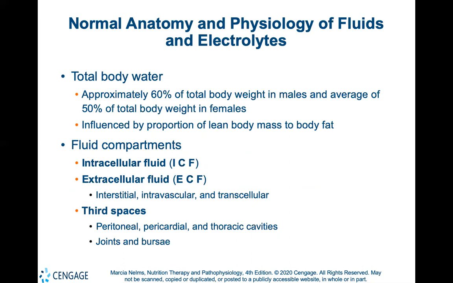Fluids can accumulate within the body cavity in spaces between our organs. These are often called the third spaces and include peritoneal, pericardial, and thoracic cavities, as well as the joints and bursa. Fluid may accumulate in the peritoneal cavity with liver disease, causing a condition known as ascites.